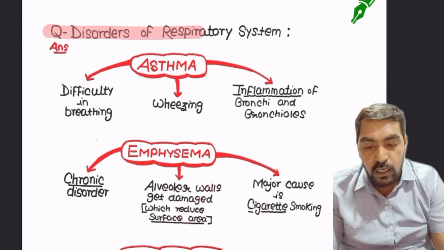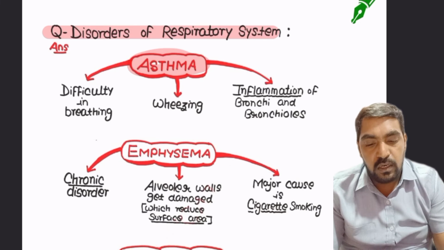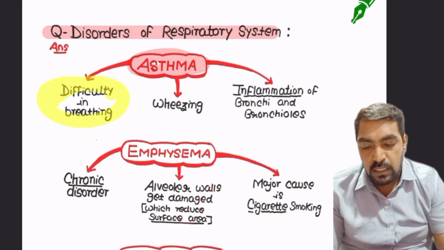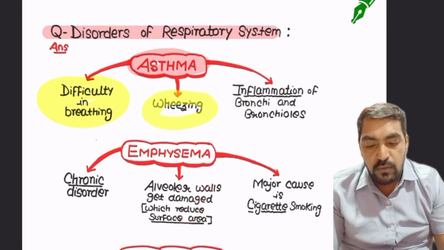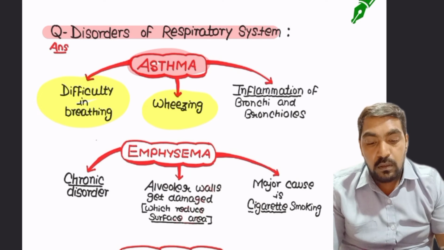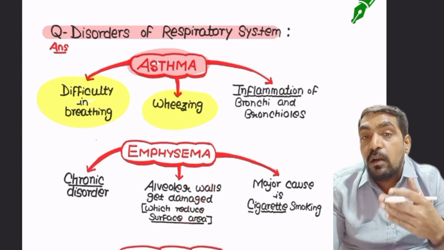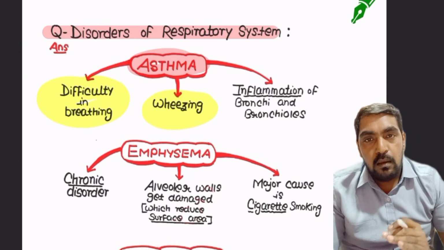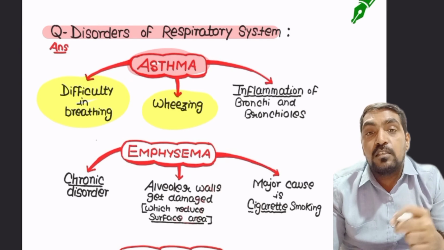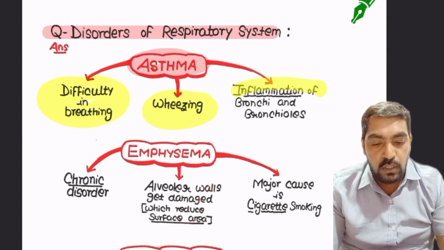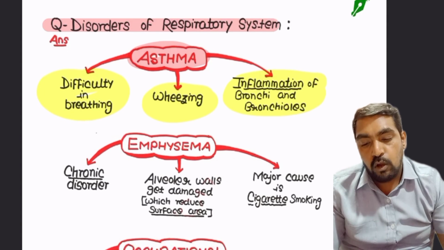Let's see the disorders of the respiratory system. The first disorder is asthma. In asthma there is difficulty in breathing. It gives out a wheezing sound. The person is not able to exhale. He is able to inhale, but due to accumulation of more mucus, he is not able to exhale. So there is inflammation of the bronchi and the bronchioles.